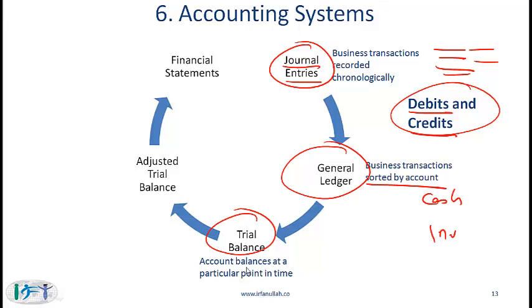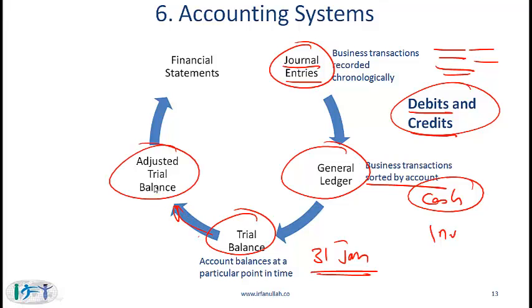Here account balances at a particular point in time are shown. So you might have the account balance on 31st January, and if we are talking about the cash account, then we would only show the cash balance on 31st January. The same is done for all accounts. In case adjustments are needed, that is done over here, and then we have an adjusted trial balance.